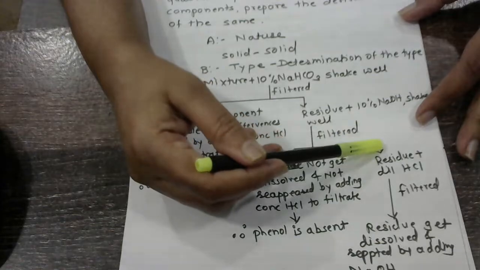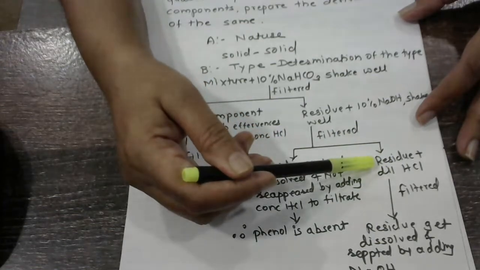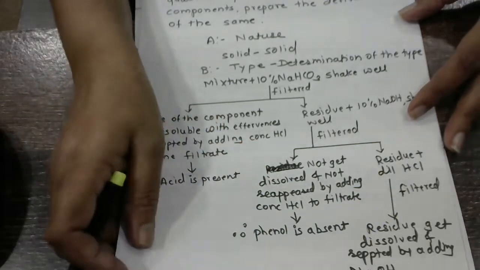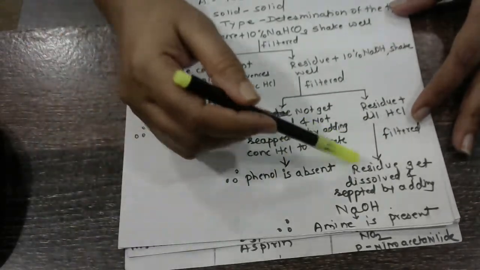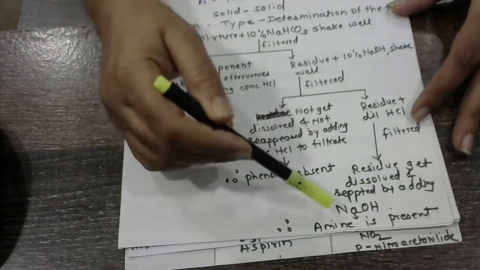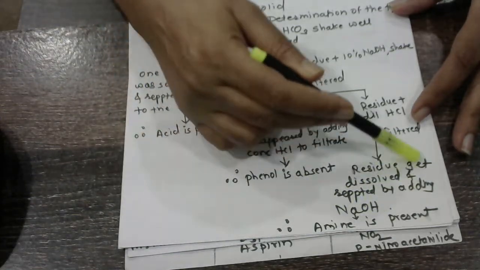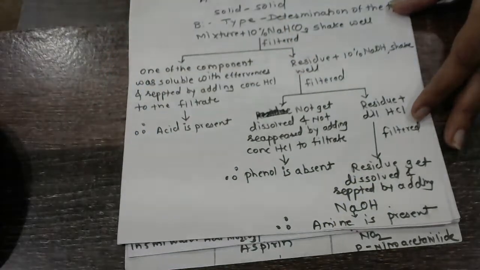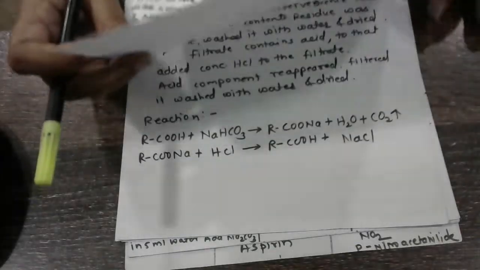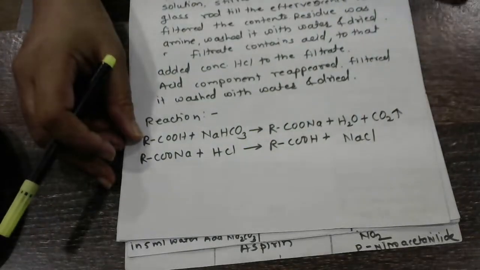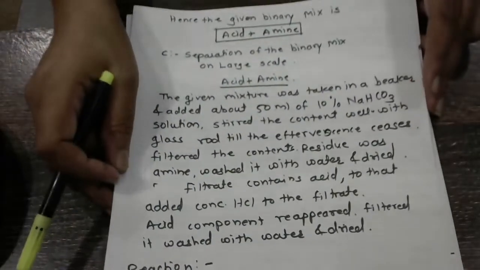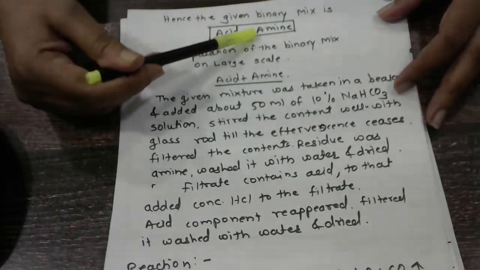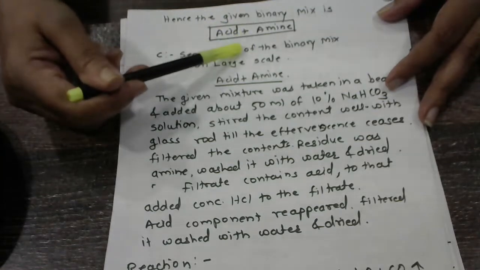So take again that residue, add dilute HCl, filter. That residue gets dissolved and reprecipitates by adding NaOH. As this test is positive, we can say that amine is present. Hence, the given type of binary mixture is acid plus amine. So this is the third type, acid plus amine.